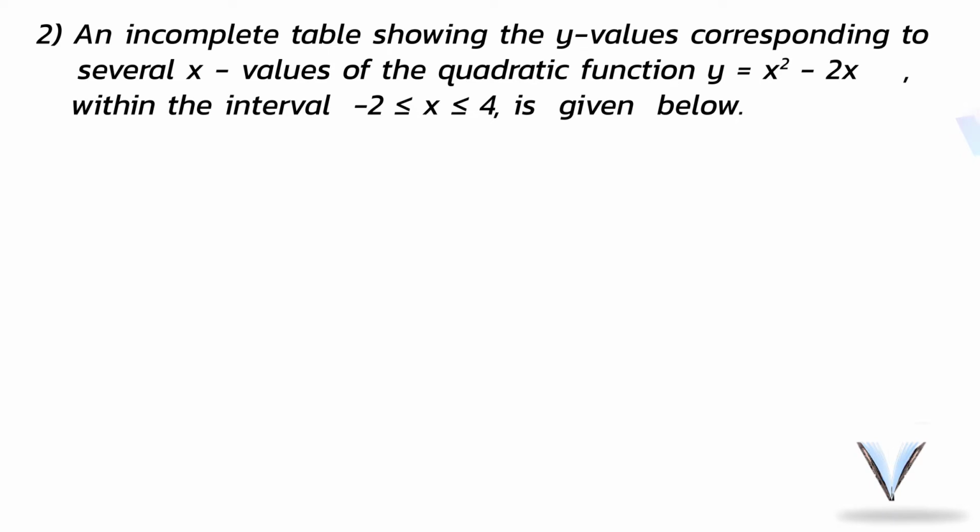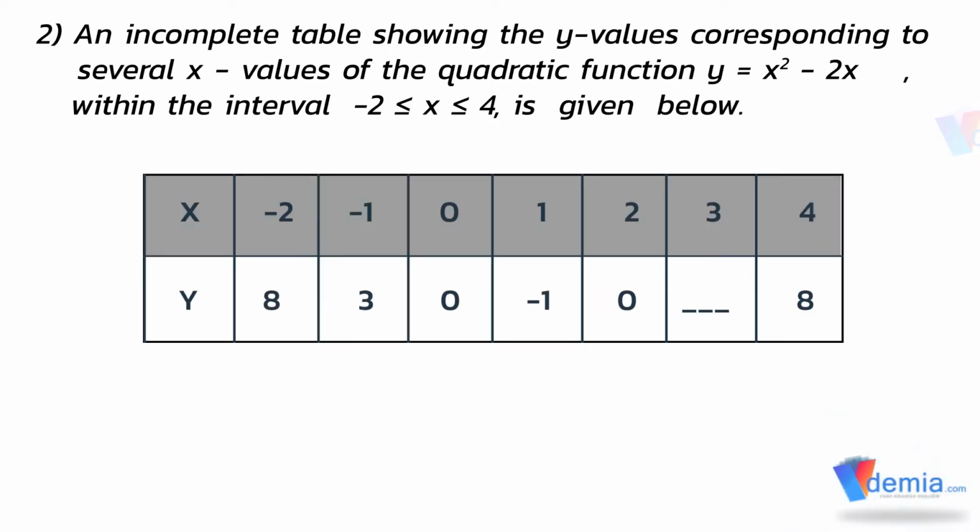Hi guys, so let's do the second question now. An incomplete table shows the y values corresponding to several x values of the quadratic function y equals x squared minus 2x within the interval minus 2 less than or equal to x less than or equal to 4. The x values are minus 2, minus 1, 0, 1, 2, 3 and 4. And the y values are 8, 3, 0, minus 1, 0, and we have a blank here that we have to fill, and finally 8. So let's do the first question first.